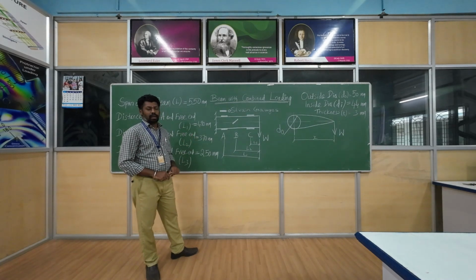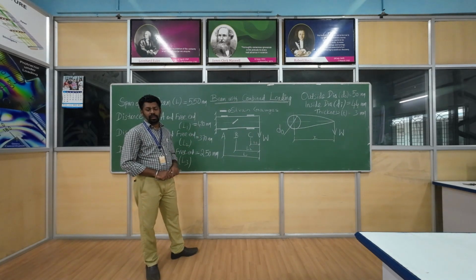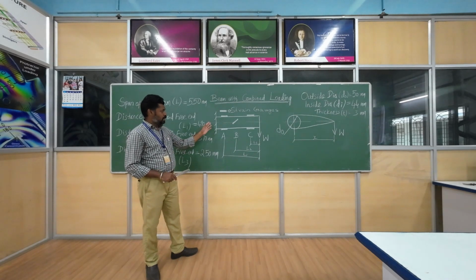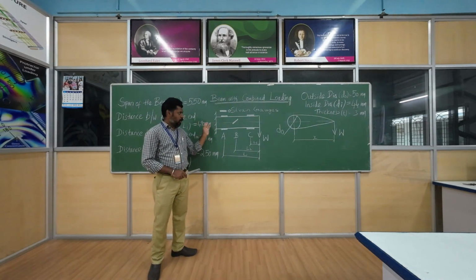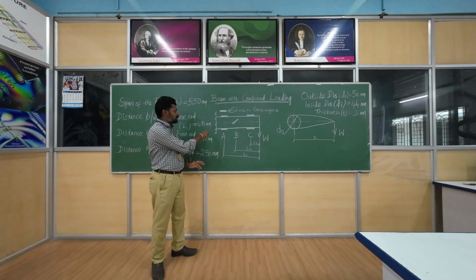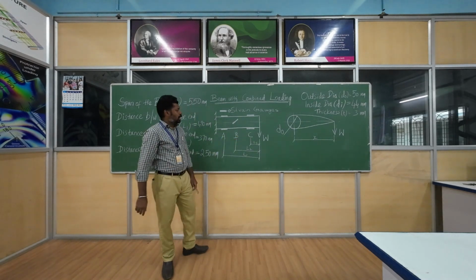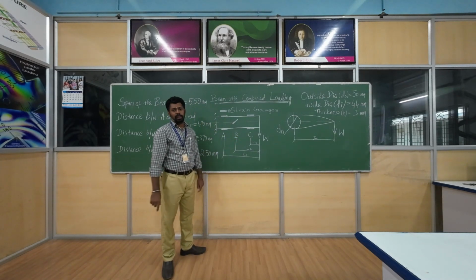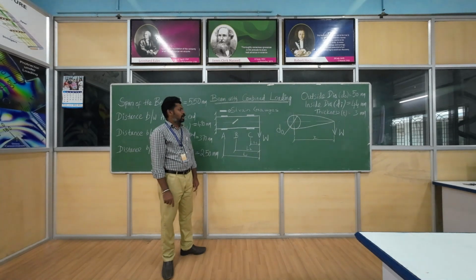So here I have shown the schematic of the beam setup. If I see, you can understand, we are going to use a cantilever beam. So one end is fixed and one end is free. And the cross section of the beam is hollow section.